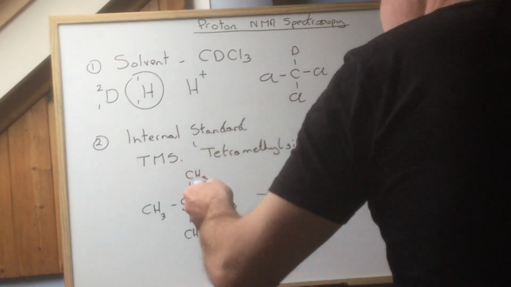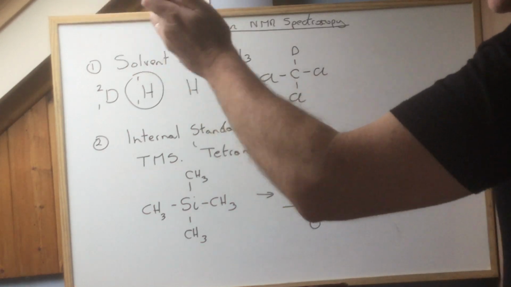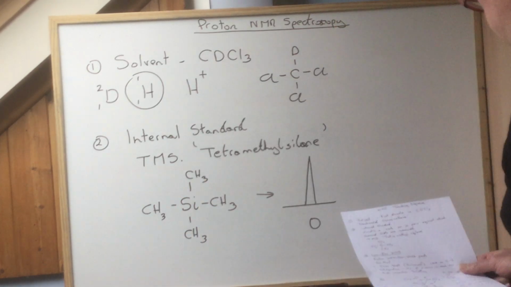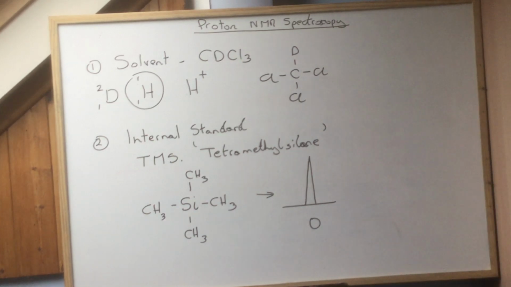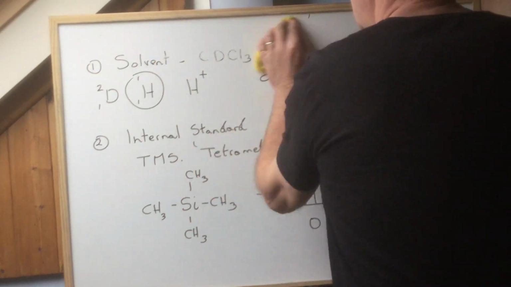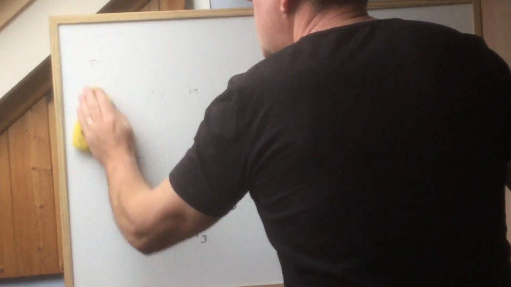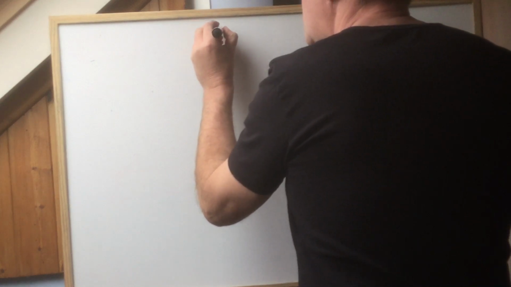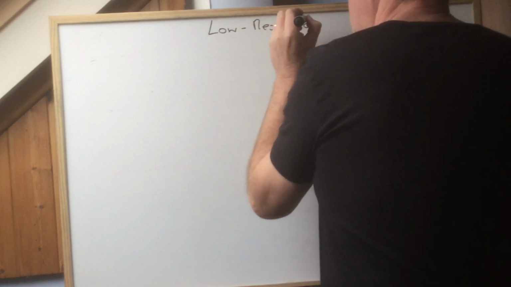Now, what that does is calibrate the machine. That gives you the 0 for your scale of chemical shifts that we'll come to shortly. But the idea of those being equivalent is quite useful. Okay, that's important. Now, we'll get rid of this, because the first thing I wanted to show you about how to interpret these, this is, I suppose, an introductory video, is low resolution proton NMR.